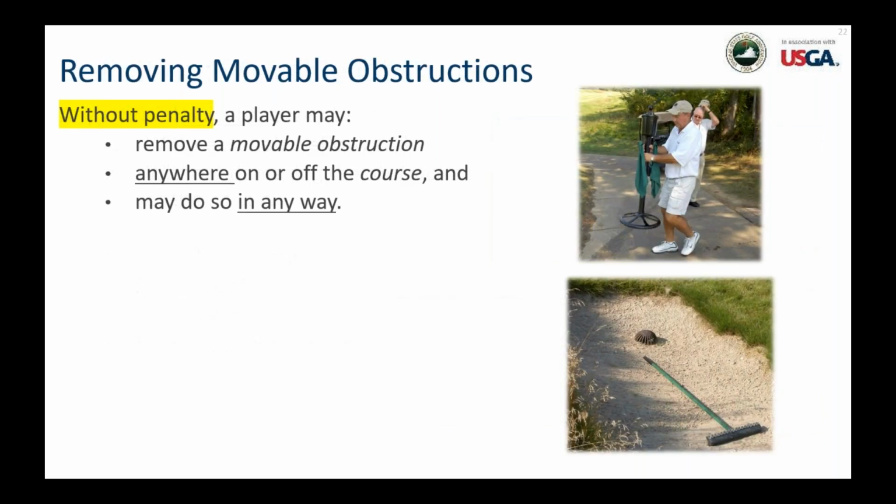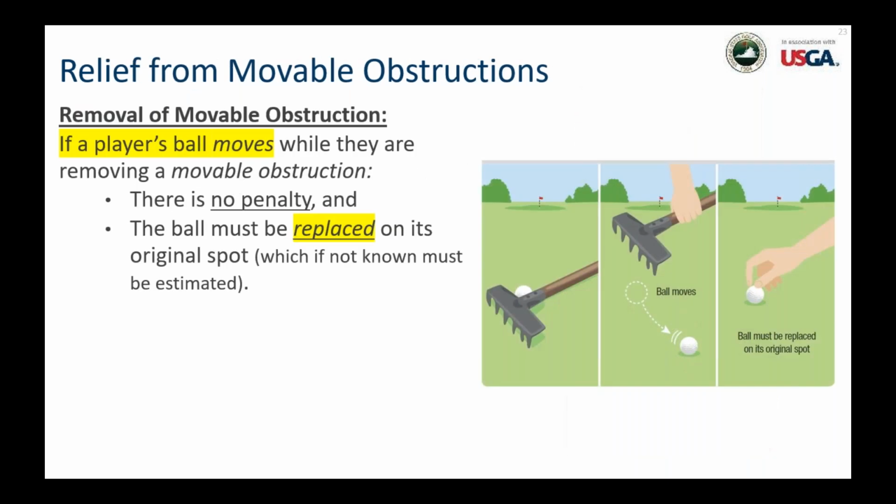So without penalty, a player may remove the movable obstruction anywhere on or off the golf course and may do so in any way. In this picture, it's the rake that is within this bunker. If a player's ball moves while they're removing a movable obstruction, there is no penalty, and the ball must be replaced on its original spot, which again, if it's not known, must be estimated.